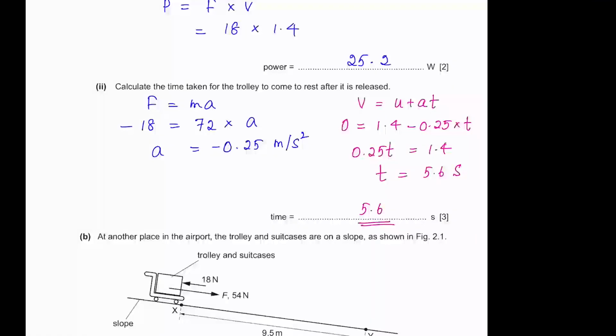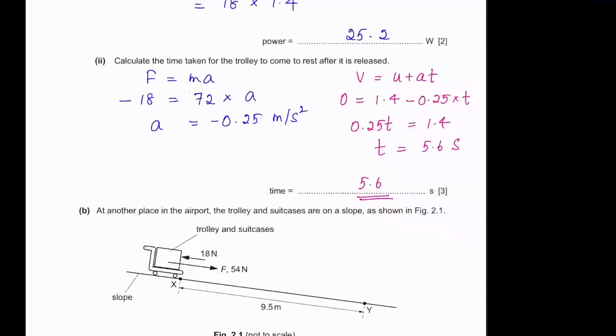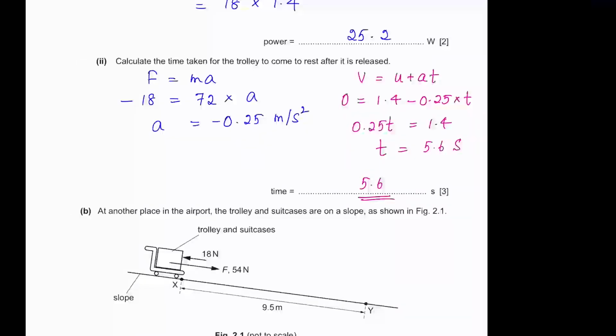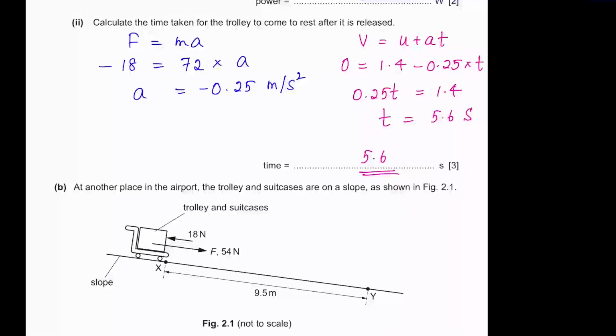To the next one, part B. At another place in the airport, the trolley and the suitcase are on a slope, as shown in figure 2.1. Now it's on a slope. The person releases the trolley from rest at point X. The trolley moves down the slope in a straight line towards point Y. The distance along the slope between points X and Y is 9.5 meters.